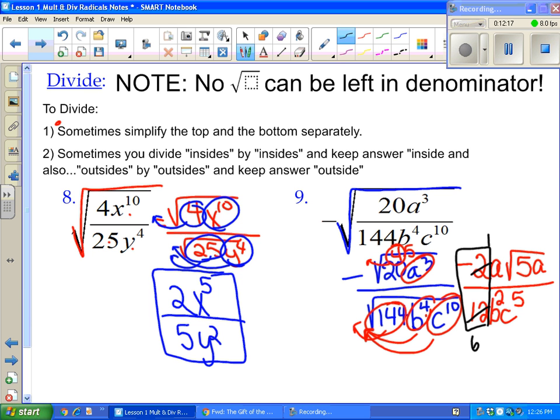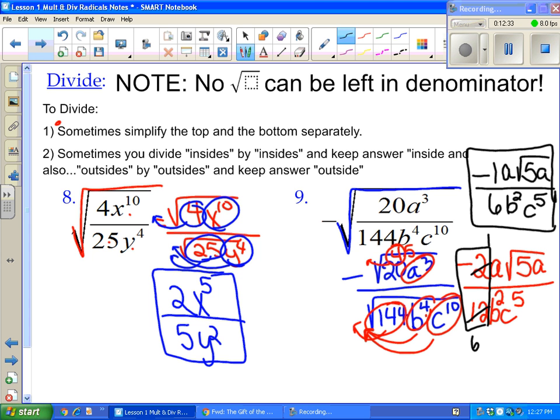And my final answer would be negative 1a square root with 5a on the inside over 6b to the 2nd, c to the 5th. That would be the most simplified answer I could do for number 9.